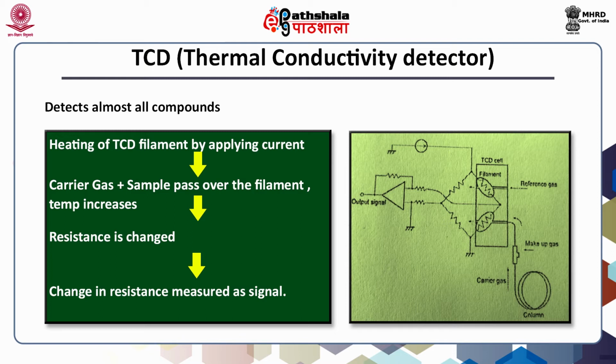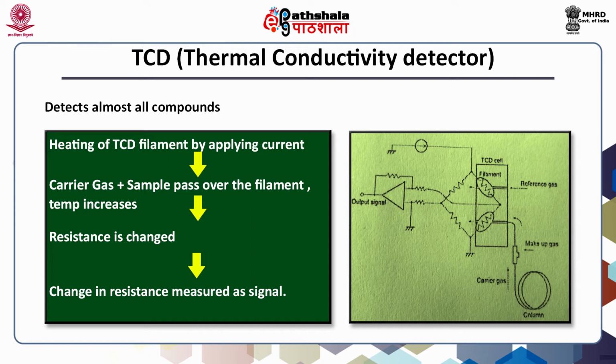So, there is a generation of electric current, and this electric current is measured and represented in the form of a peak. This detector also has some merits, because it is also one kind of universal detector. It is simple, it can be used in almost all types of applications, and the advantage is that it is a non-destructive type of detector.